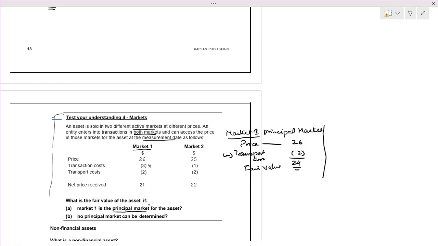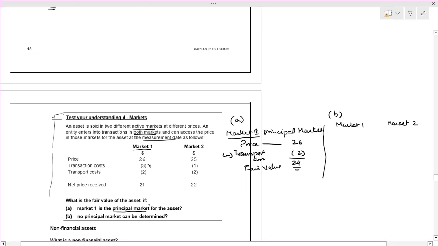If you compare market 1, no principal market can be defined. Okay, market 1 and market 2. This is point number A. This is point number B. Okay, point number A: net price received. How much is the net price received? Market 1 is 21. Market 2 is how much? 22.